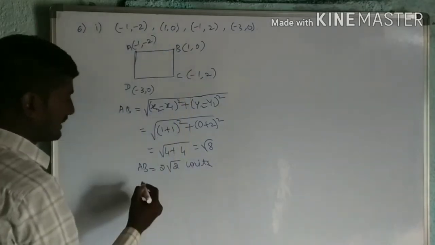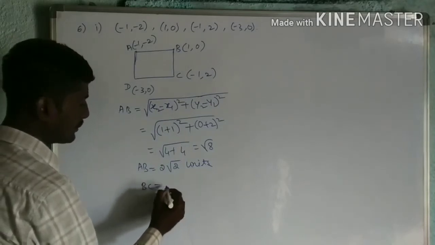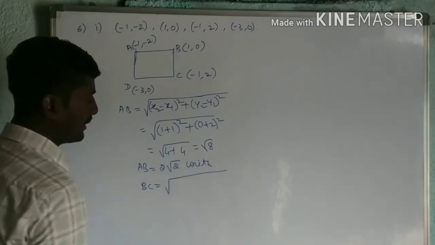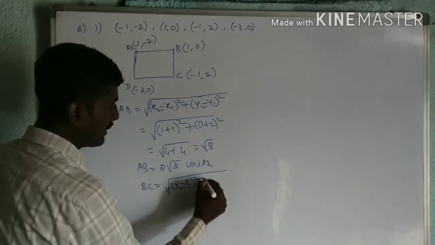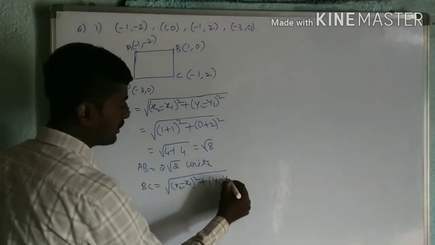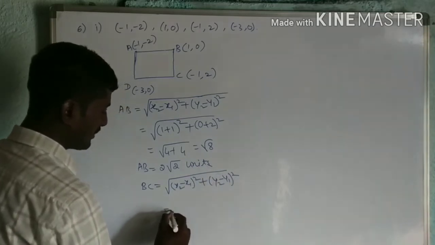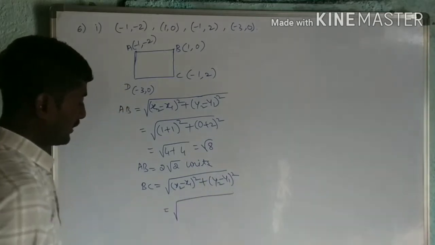Then I will go for BC. BC is equal to, once again I will write the formula, the square root of (x2 minus x1) whole square plus (y2 minus y1) whole square. Substitute the values, now B and C.